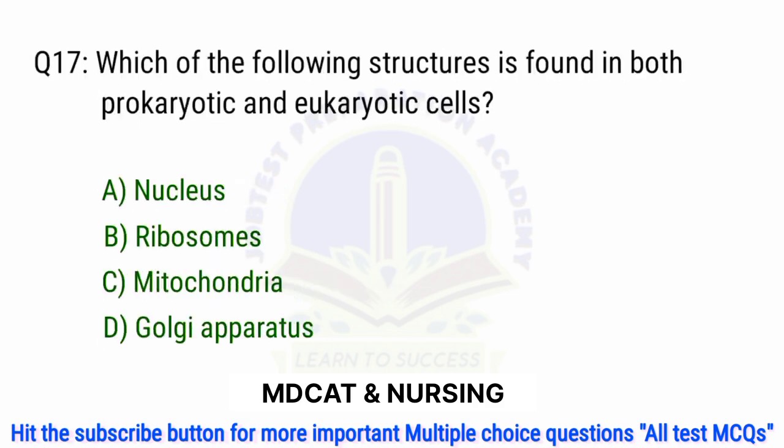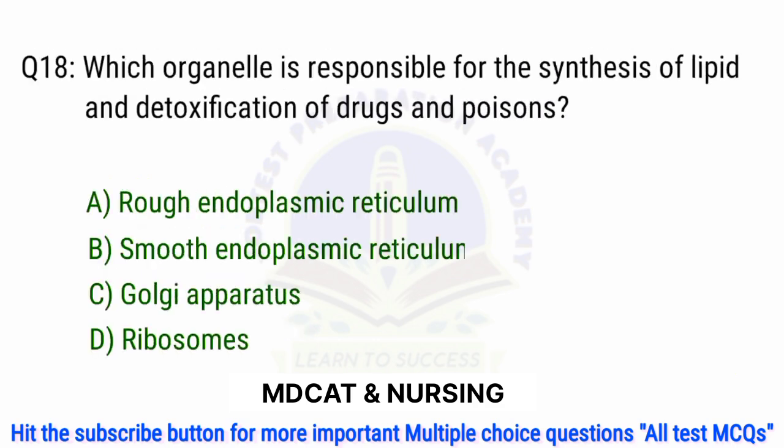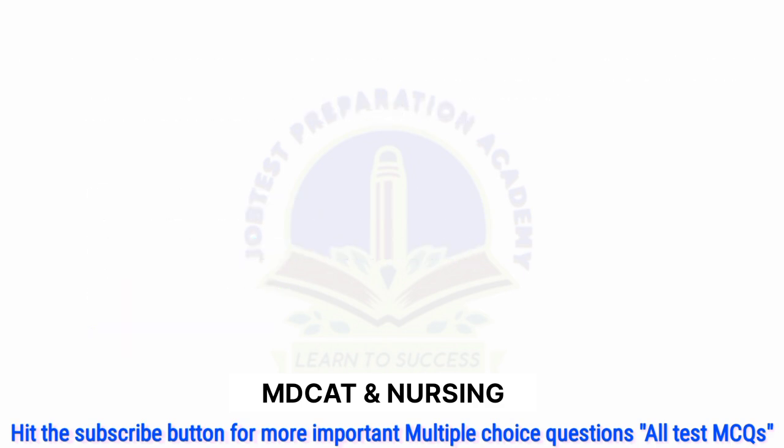Question number 17. Which of the following structures is found in both prokaryotic and eukaryotic cells? The right answer is option B, ribosomes. Question number 18. Which organelle is responsible for the synthesis of lipids and detoxification of drugs and poisons? The right answer is option B, smooth endoplasmic reticulum.